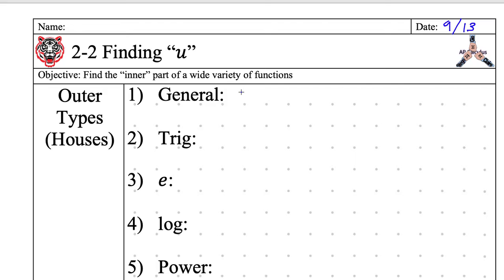You have the general house. The general house is some function, f. And usually I always put a coefficient in front of all these so that we know that there is a coefficient. So I'm going to say a times f, and then the function has f of something. So f of x or f of something. And I'm going to call that something the inner.